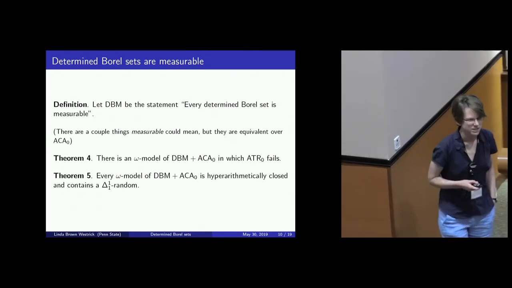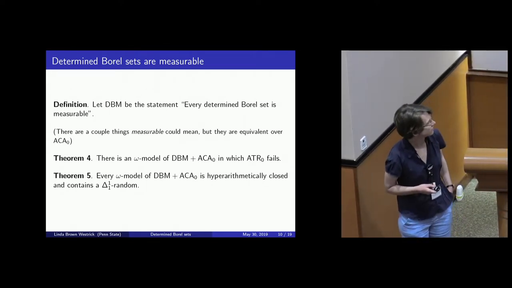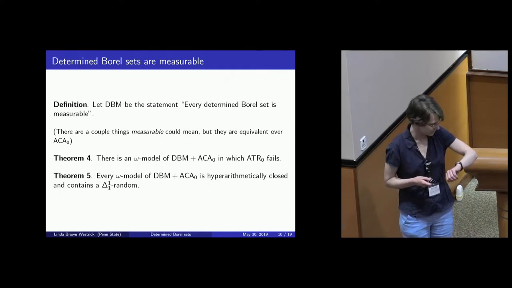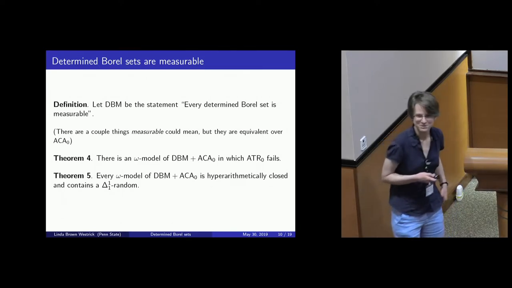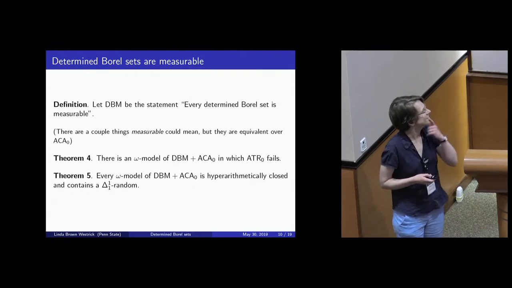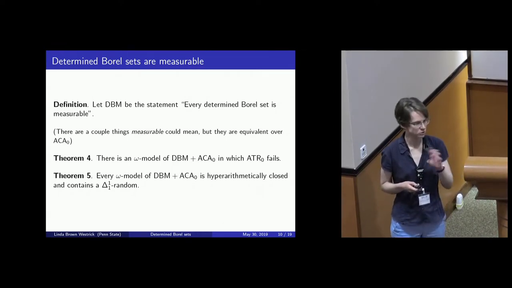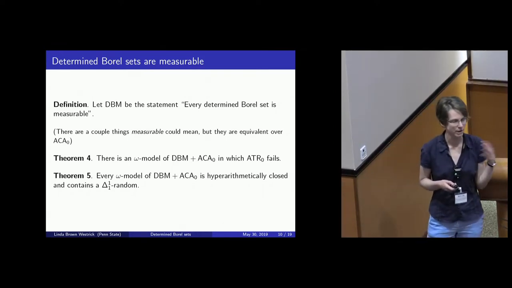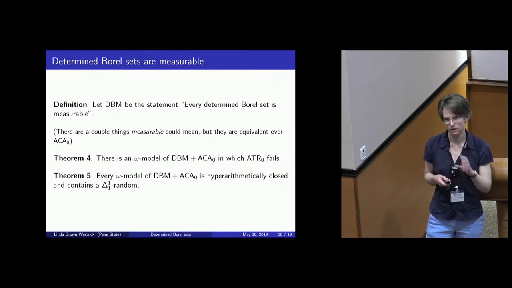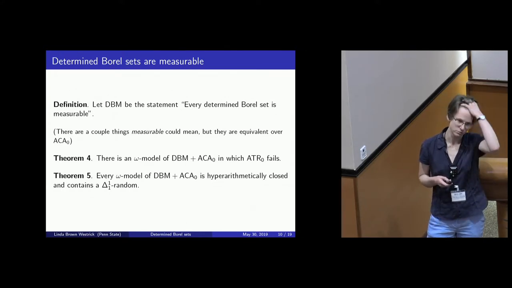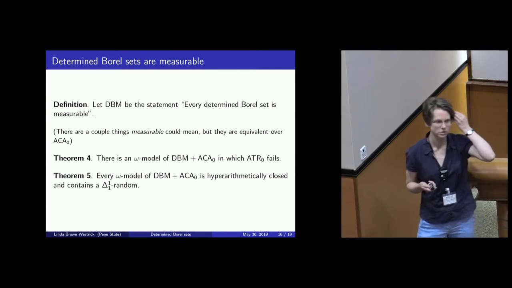Okay, so these are the results, and we're about halfway through the slides, and about halfway through the time, which is good. So I want to use the rest of the time to give some indication of how these results are proved, and say a little bit about what goes differently between measure and category, but which is not too much.